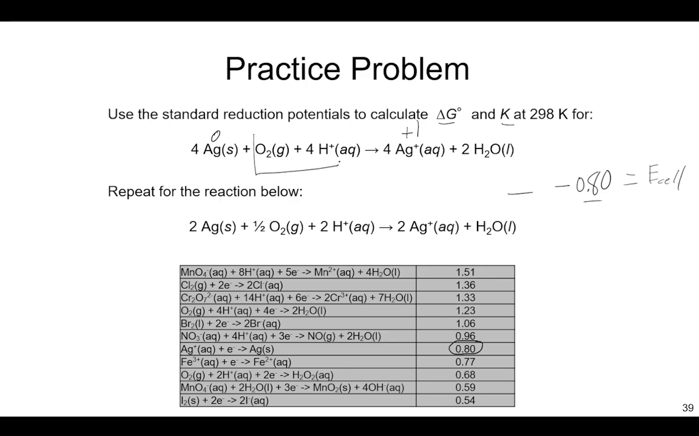What else is involved here? O2 and H plus and H2O. So that looks like here. That is my cathode, where oxygen is going from 0 to -2, gain of electrons. So that's my reduction, my cathode. That number goes here. So 1.23 minus 0.80 is my cell potential here of 0.43 volts. All right, so that is my E cell.